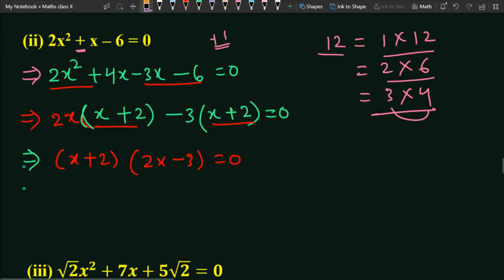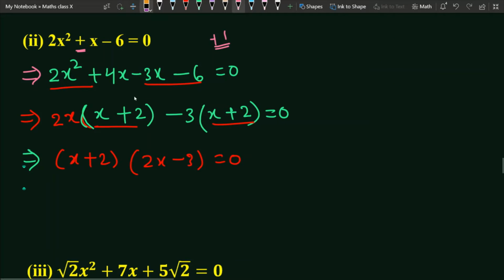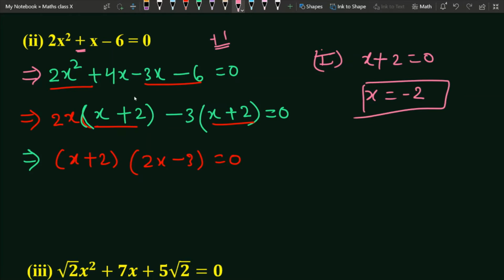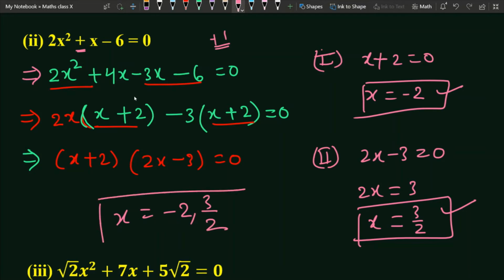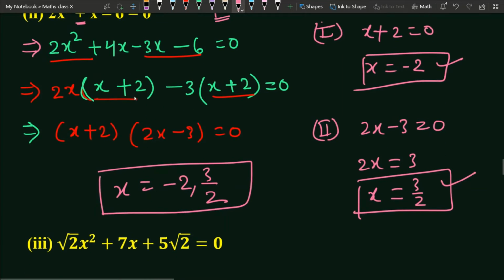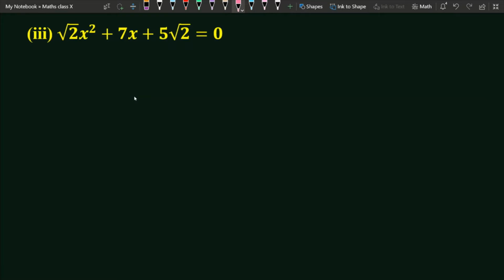Now again recall, we equate each and every bracket to 0 individually, one by one. So either x plus 2 is equal to 0, or x becomes minus 2, or the second one, 2x minus 3 equal to 0, or 2x equal to 3, or x will be equal to 3 by 2. This is the answer. So the answers are x equal to minus 2 and x equal to 3 by 2. It's better if you write the answers separately in the exam. Okay, wow, it's a beautiful question.